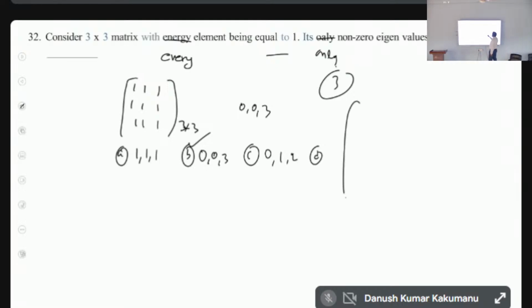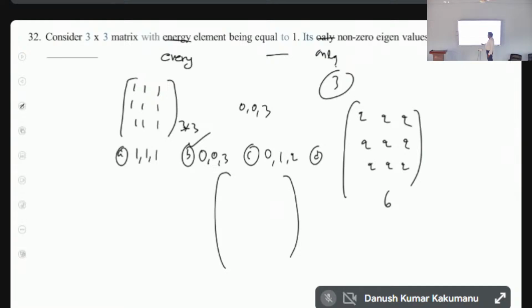If you take the 3 by 3 matrix with all entries 2, what is the non-zero eigenvalue of this? 6. Yes or no? 6 is the non-zero eigenvalue. See here, a very important point.